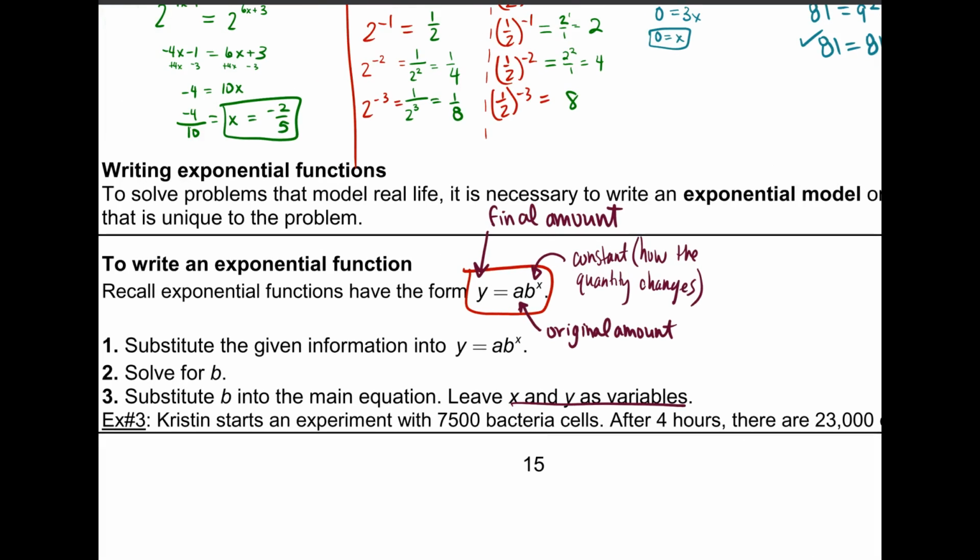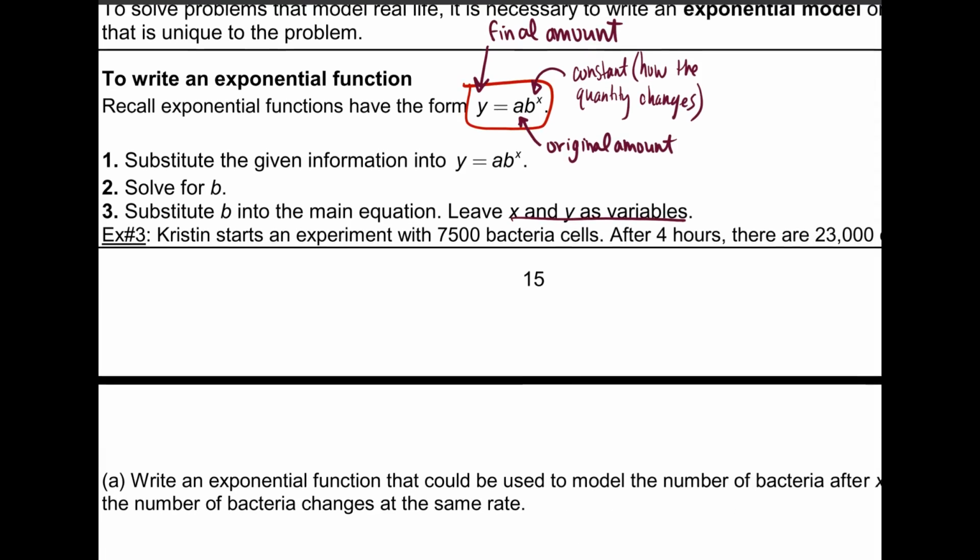So how do you actually write exponential functions? You substitute the given information into your general form, y equals a times b to the x. If they give you the final amount and the initial amount, put those in there. First you solve for b, substitute it into the main equation, and leave x and y as variables. Then you can plug in for a certain number.